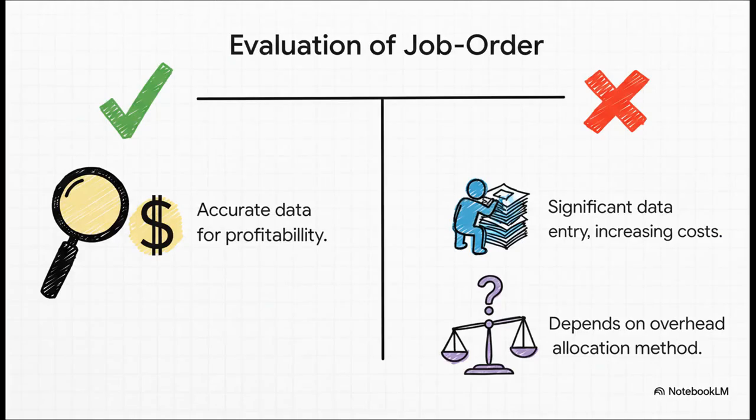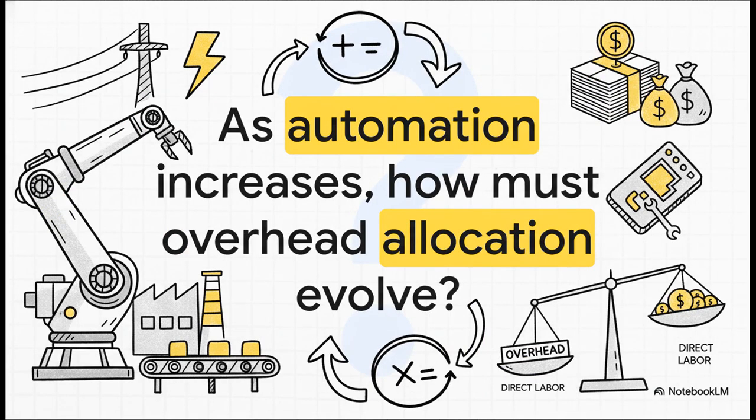In summary, an objective evaluation of the job order cost system reveals distinct advantages and disadvantages. It provides precise cost data for profitability analysis and pricing decisions. On the other hand, it requires significant record keeping, and its accuracy is ultimately contingent upon the precision of the overhead allocation. This brings us to a critical, forward-looking question.